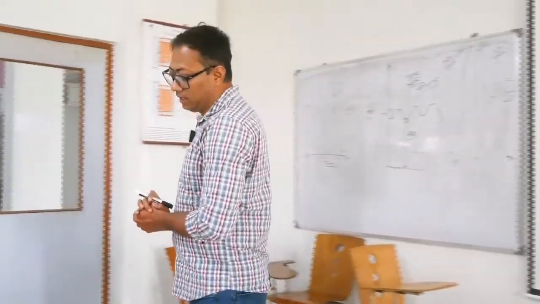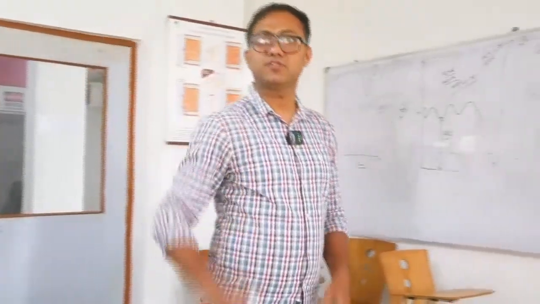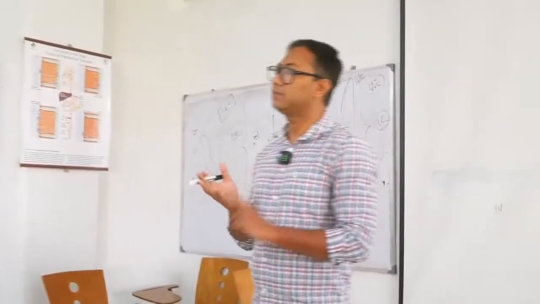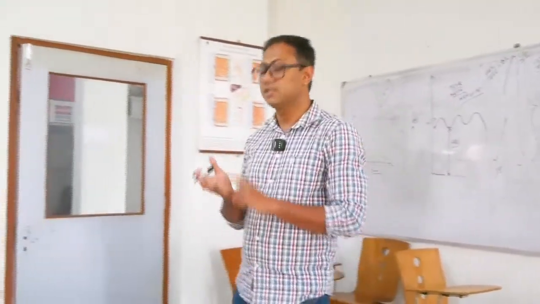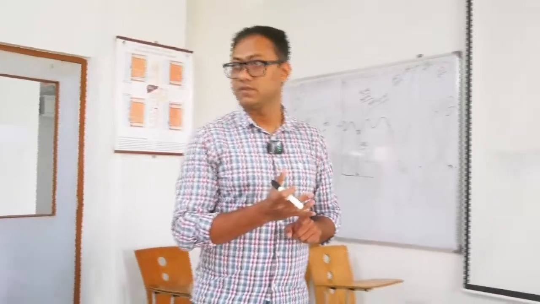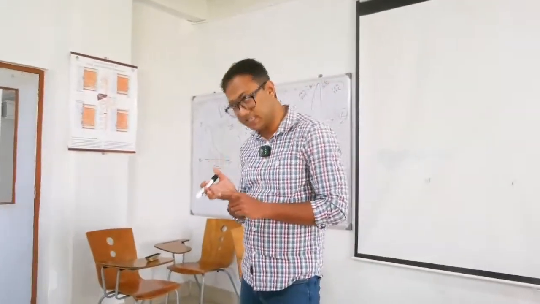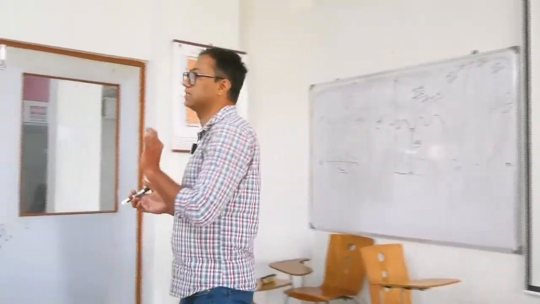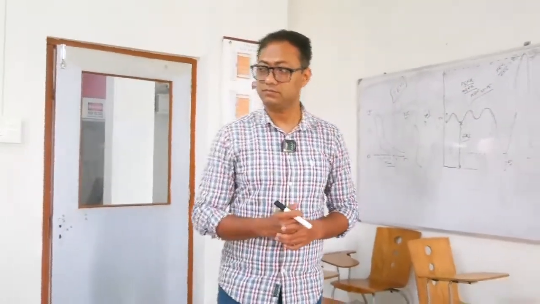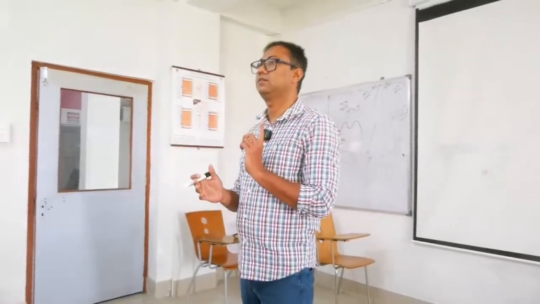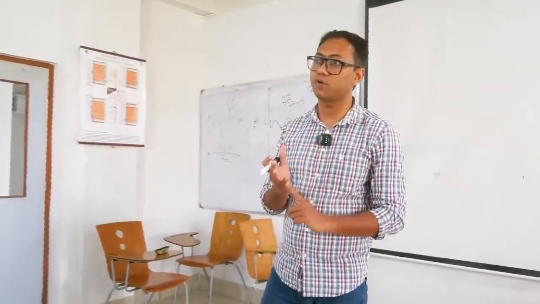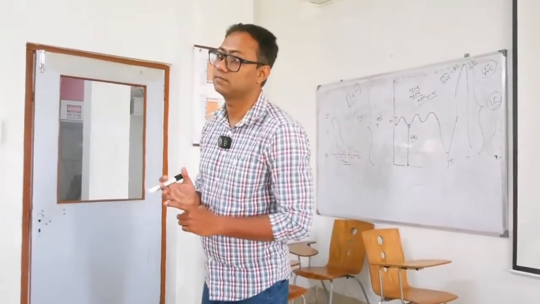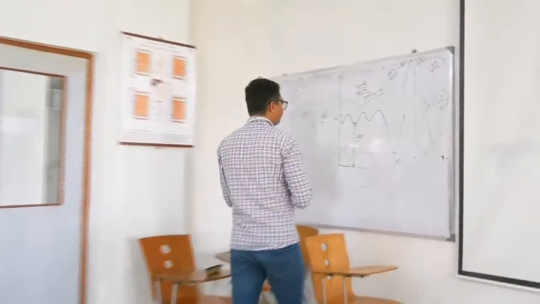I will explain. Before that, write the examples of obstructive lung diseases. Number 1, bronchial asthma. Number 2, chronic bronchitis. Number 3, emphysema. Number 4, bronchiectasis. Number 5, bronchiolitis obliterans. Again, I am repeating: bronchial asthma, chronic bronchitis, emphysema, bronchiectasis. I am writing.